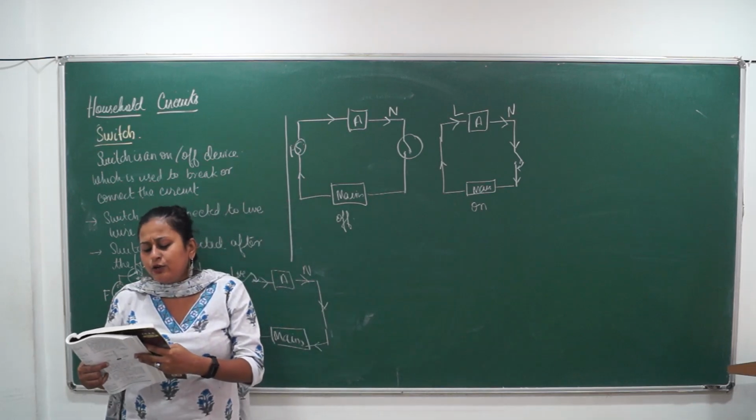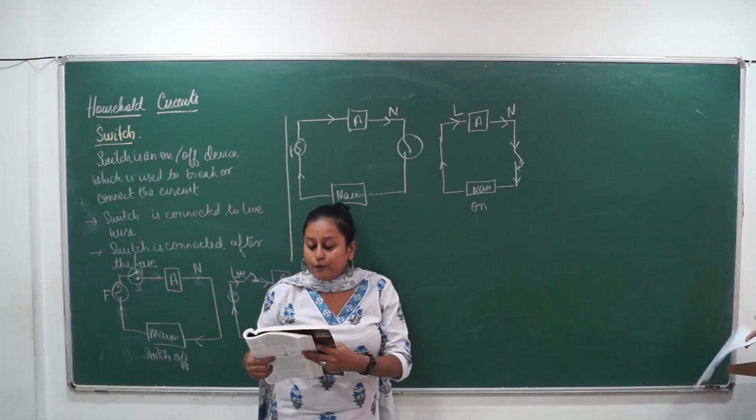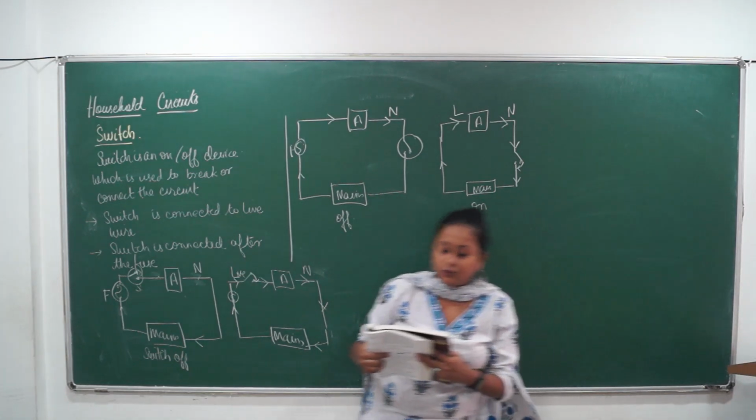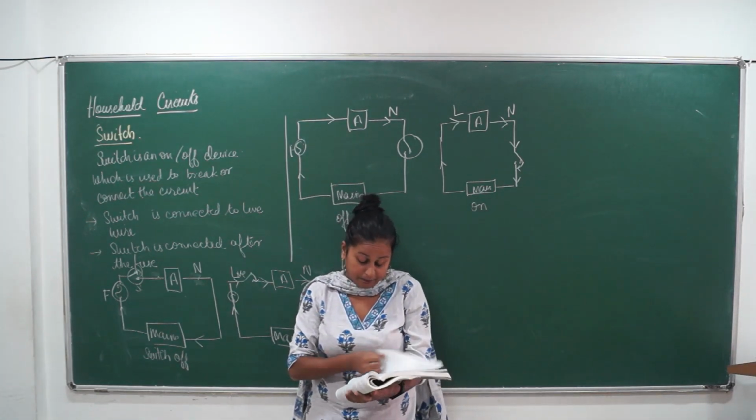So let me use. It allows the current to flow in the bulb and in its off position. No current passes through the. Okay. One second. I'll take it from the top.